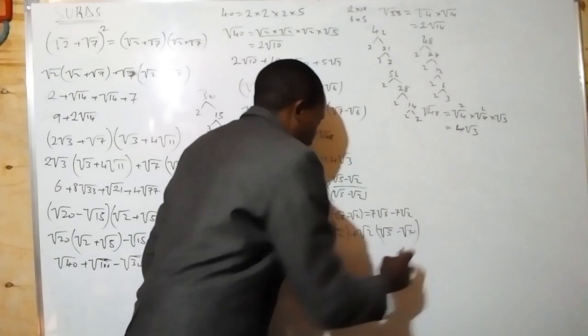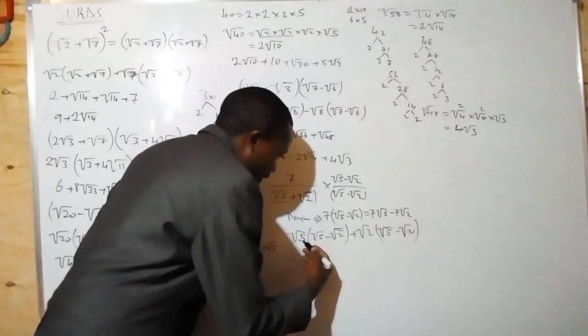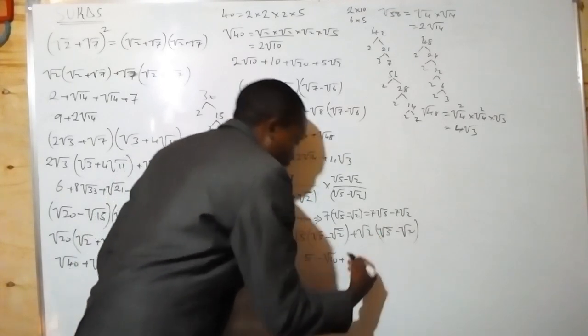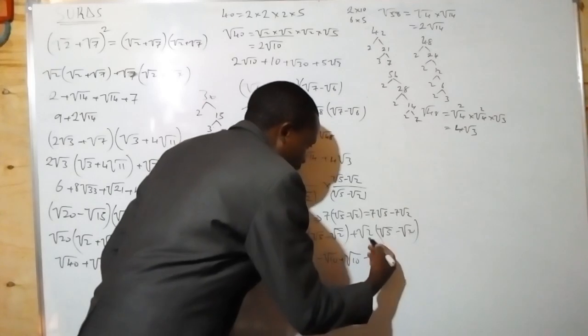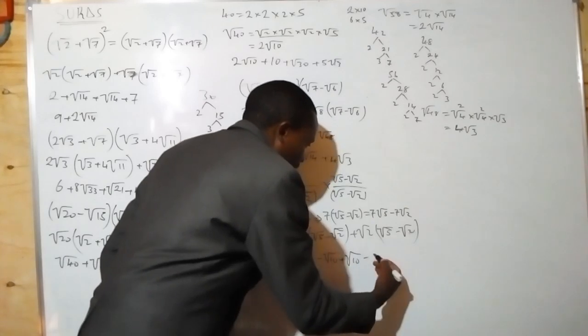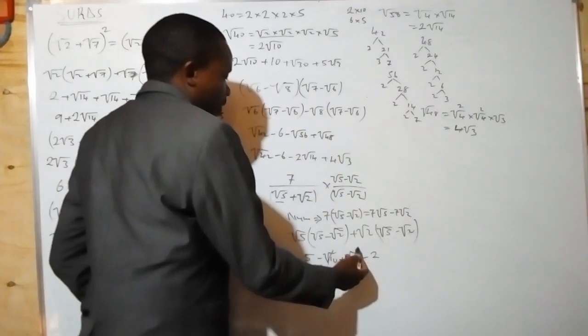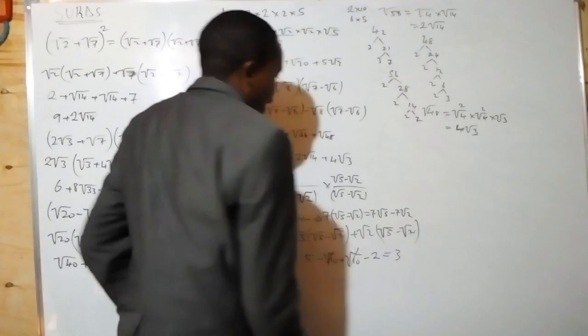Root 5, it's 5, minus root 5, root 2, root 10, plus root 2, root 5, root 10, positive, negative, root 2, it's 2. Negative root 10, positive root 10 cancel out to 0. 5 minus 2, it's 3. And your correct answer, this is the denominator.